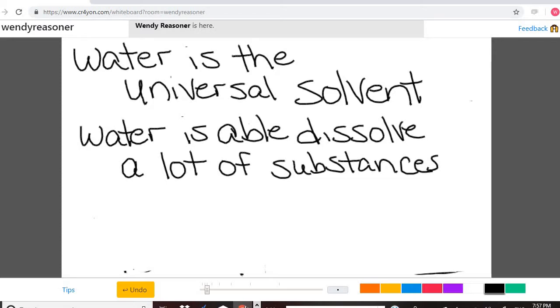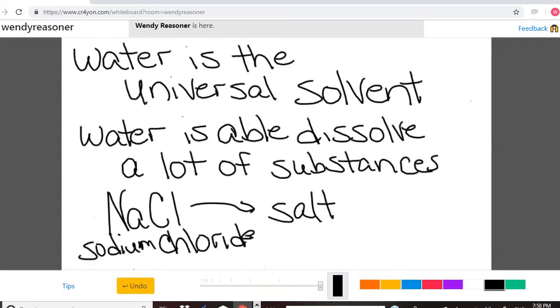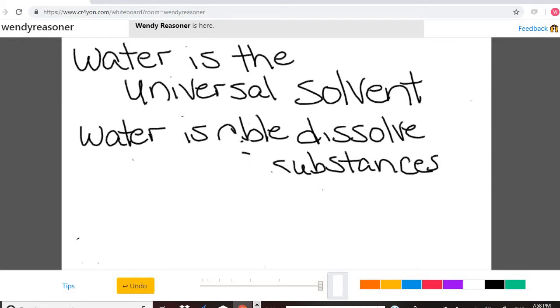So one of the most prevalent things that is dissolved in water is sodium chloride. So this is sodium and chlorine. So sodium chloride, which is just salt. So there is salt dissolved in the oceans of the world. So sodium chloride is one thing that is dissolved in the world's oceans.